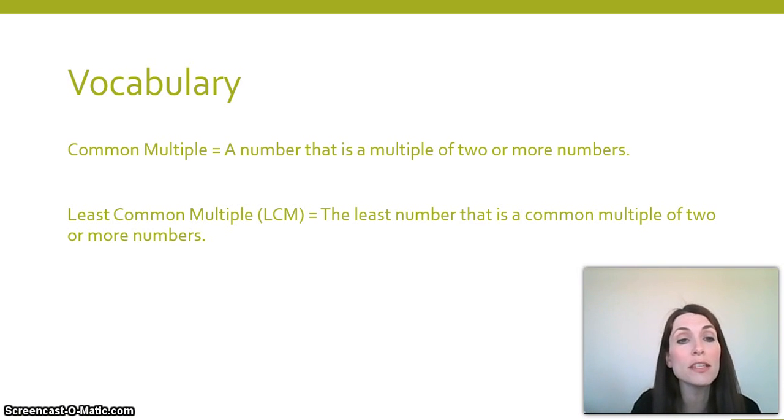Our vocabulary for this lesson is common multiple, a number that is a multiple of two or more numbers. Least common multiple is also known as the LCM. The least common multiple is a number that is a common multiple of two or more numbers, and it has to be the smallest number.